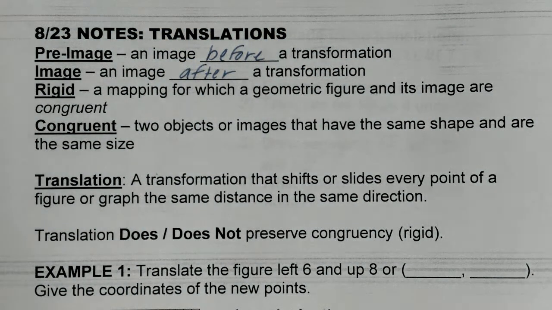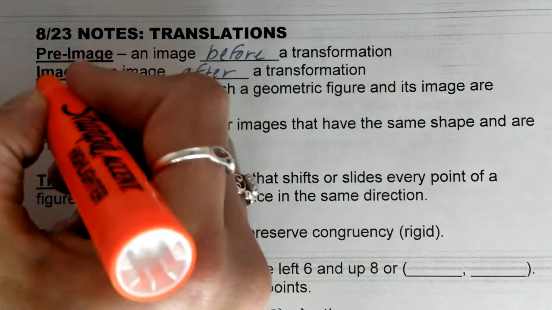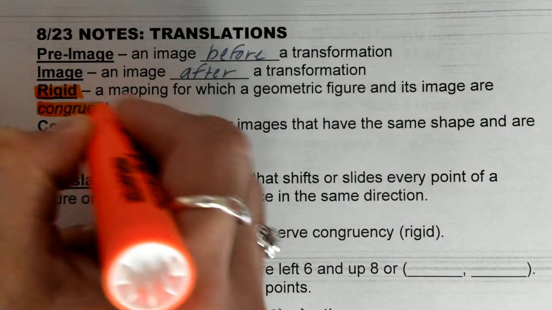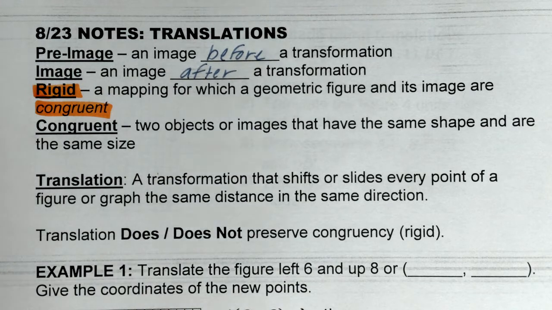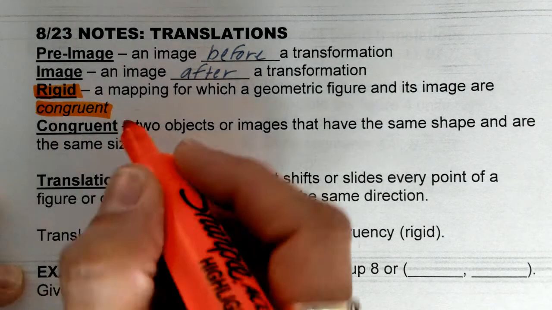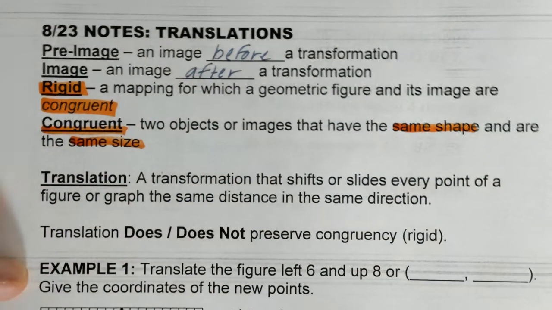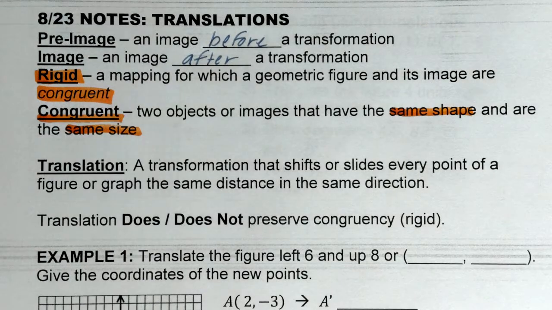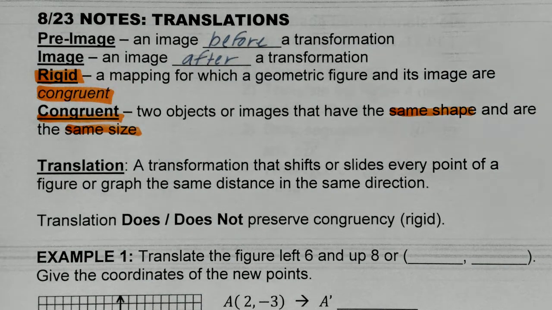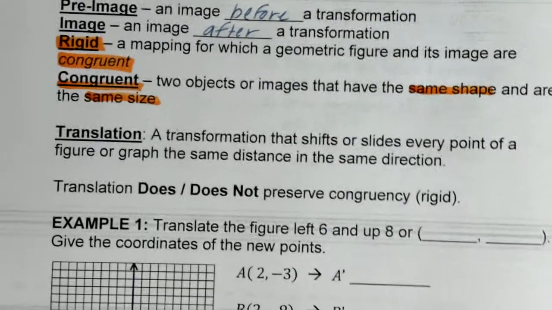Rigid. This is a word that we're going to need to make sure that we understand. Rigid is going to go with congruent. Whenever you have a geometric figure, no matter the transformation, in order for it to be rigid, the pre-image and the image must be congruent. Well, let's remember what congruent is. Congruent means same shape and same size. So in order for a transformation to be rigid, it has to preserve congruency. The pre-image and image must be congruent.